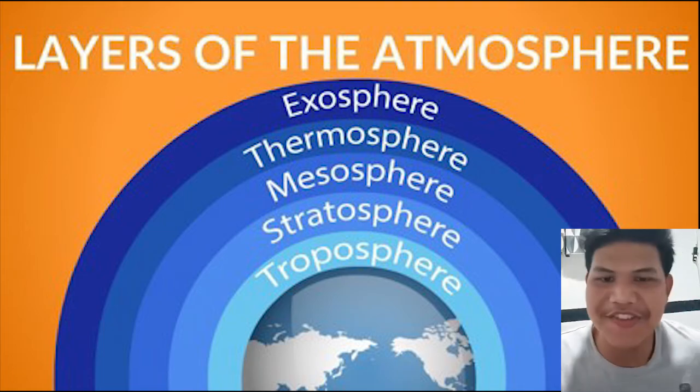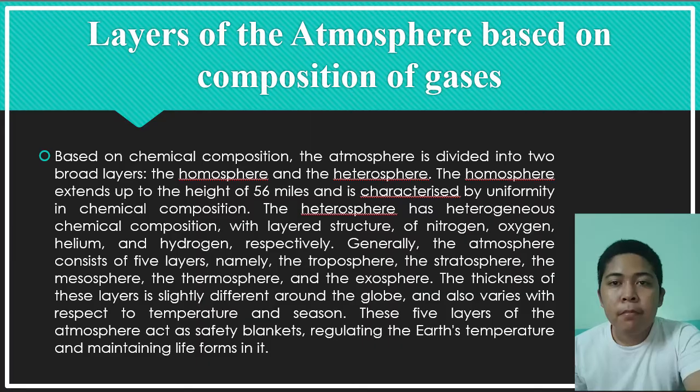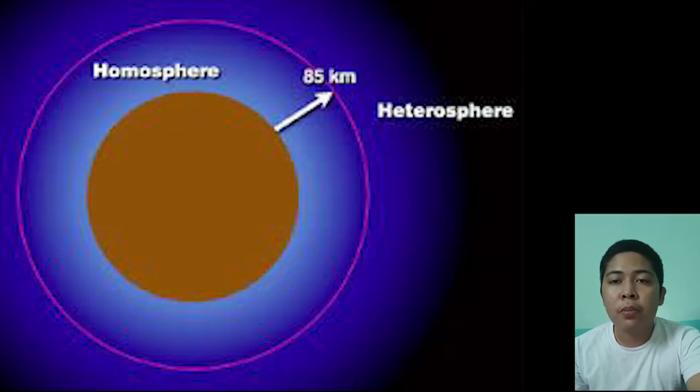My name is Ajay and David. Layers of the atmosphere based on composition of gases. Based on chemical composition, the atmosphere is divided into two broad layers, the homosphere and the heterosphere.